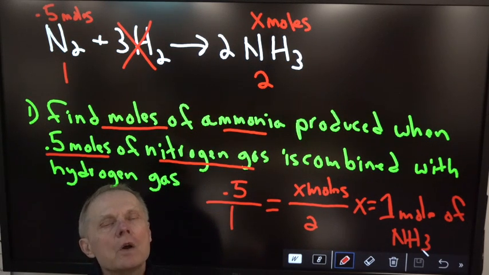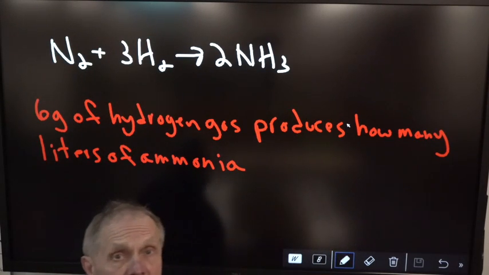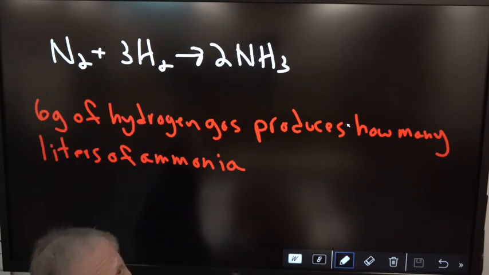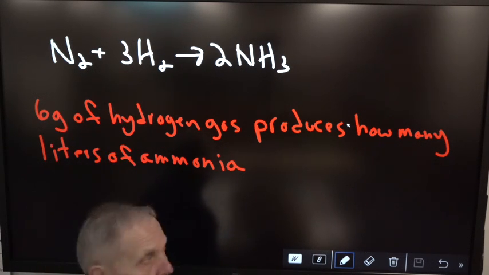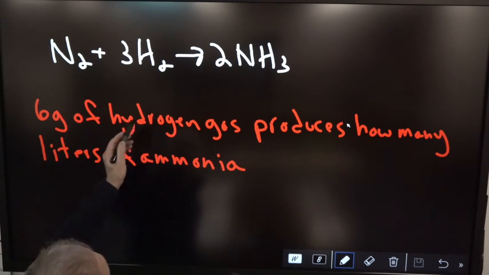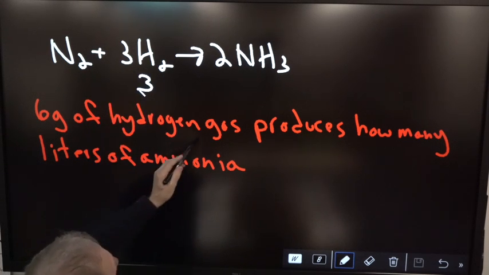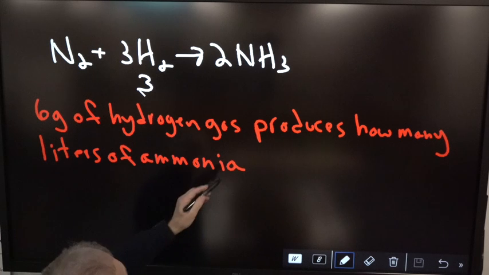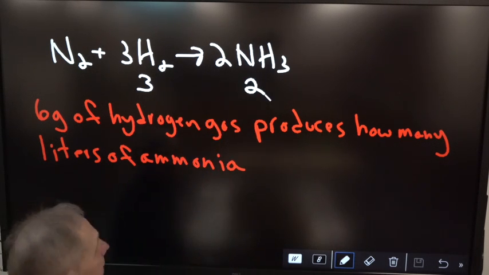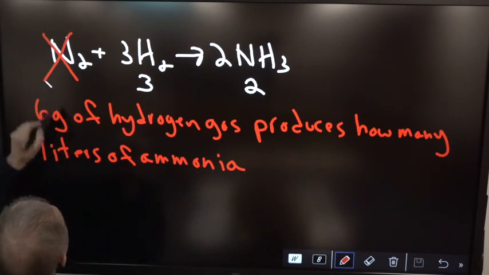Now we'll do one where you have to get in and out of moles. Okay, so we're using the same formula. N2 plus 3H2 yields 2NH3, and here's the question. I have 6 grams of hydrogen gas, so I'm using hydrogen gas, so I would drop the 3. Produced how many liters of ammonia? So I'm using ammonia, I'm going to put a 2 there. Now, what I'm not using is I'm not using nitrogen. So I cross nitrogen out.